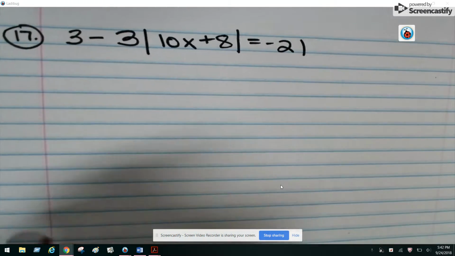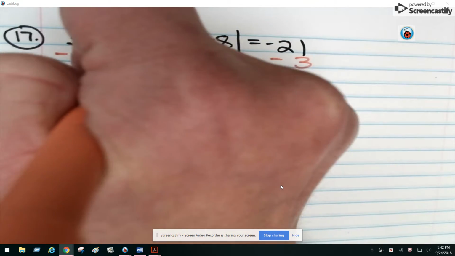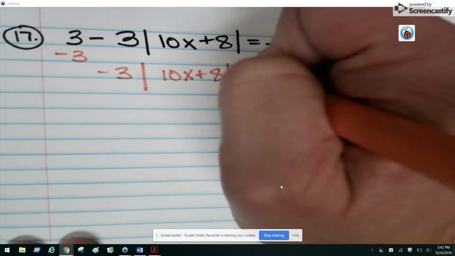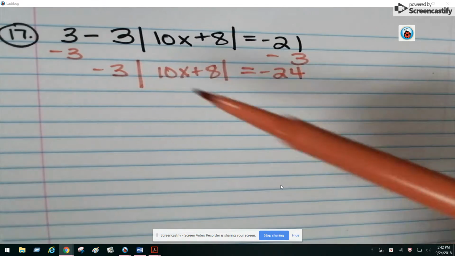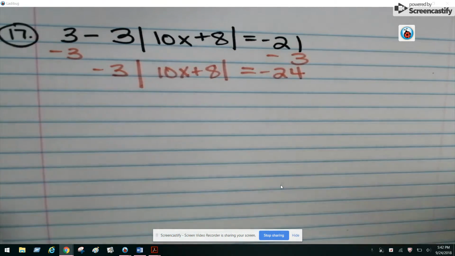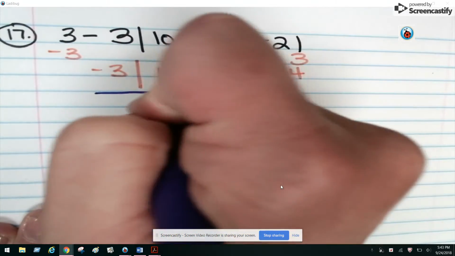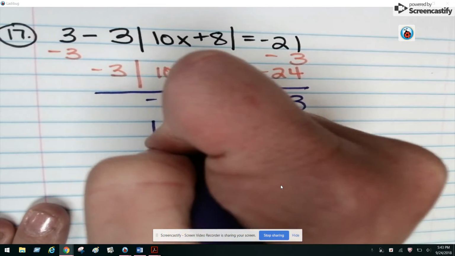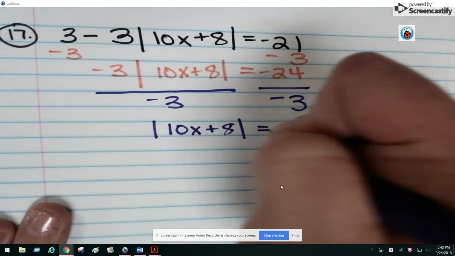Okay, so to begin with, I'm going to start by just subtracting the 3, and now I have a negative 3, absolute value of 10x plus 8 equals negative 24. Now I can tell, even though there is no multiplication sign, these absolute value symbols kind of act as parentheses. So this is being multiplied by this. So in order to undo multiplication, I am going to divide by negative 3 each side. And that still leaves everything inside the absolute value. So 10x plus 8, the absolute value of, will equal 8.